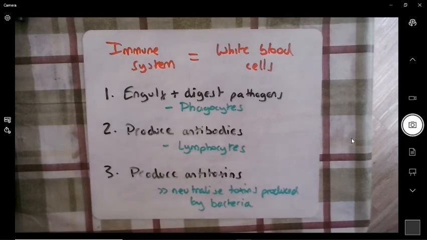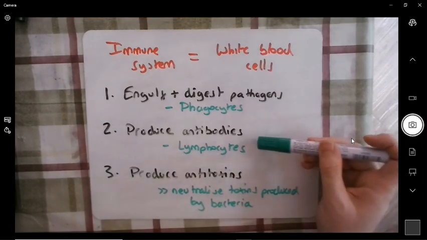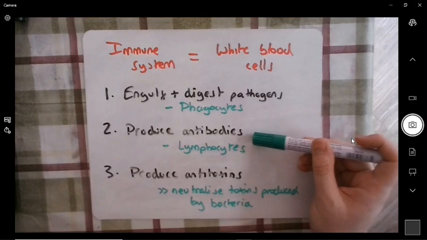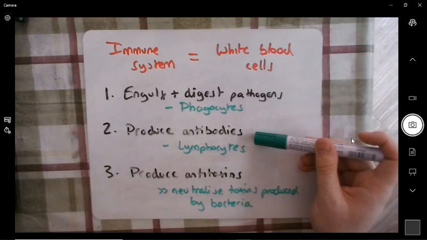So what I want to focus on is how this happens. Because how this happens, what the lymphocytes do, will result in long-term immunity because of the production of memory cells. And it's what vaccinations rely on.